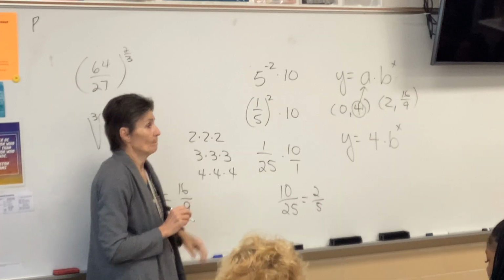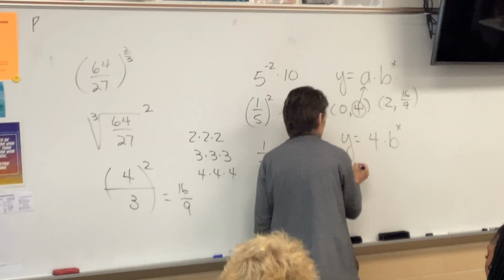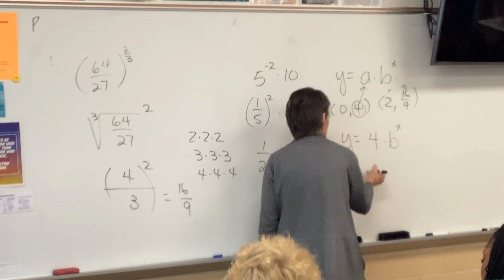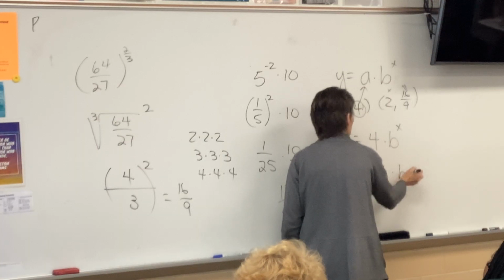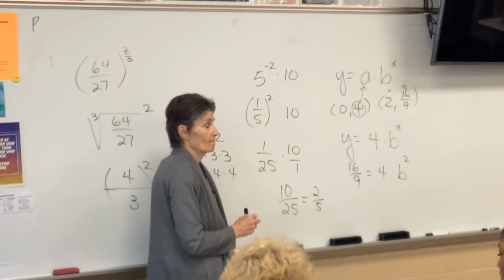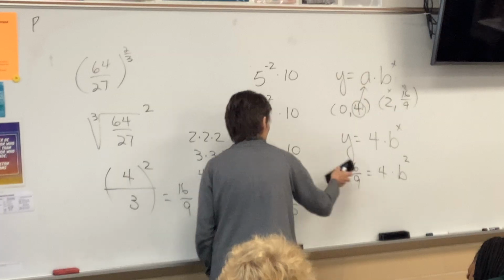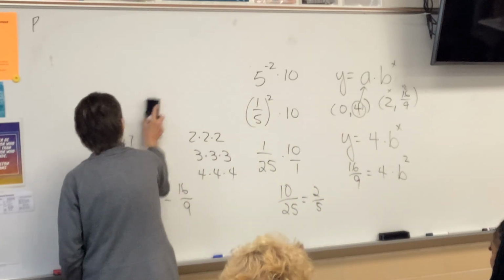So we have Y equals 4 times B to the X. Now what do I do? Plug in the other point, so 16/9, remember this is X and Y. So 16/9 equals 4 times B squared. And there, that does have some fraction stuff going on there.